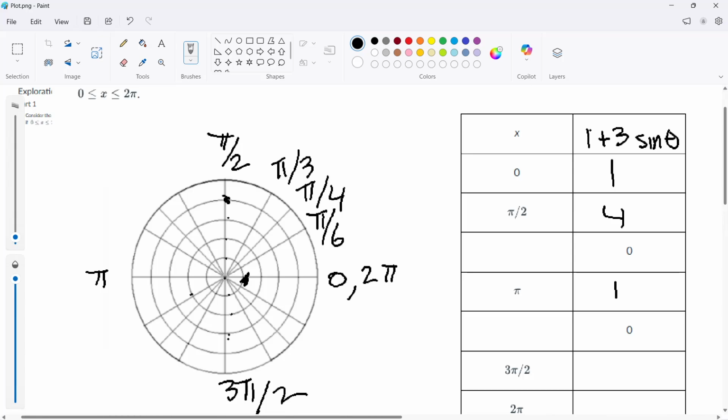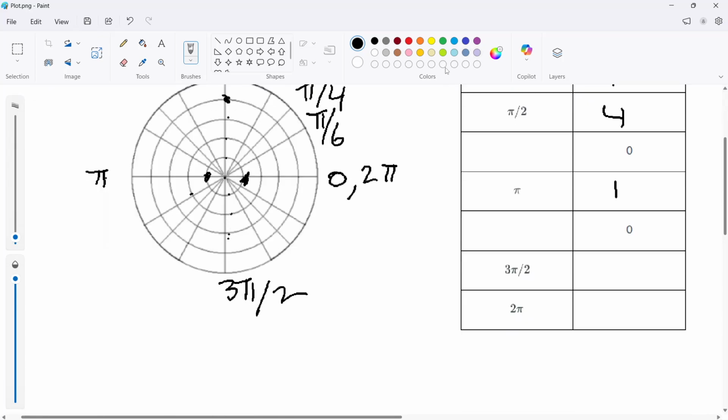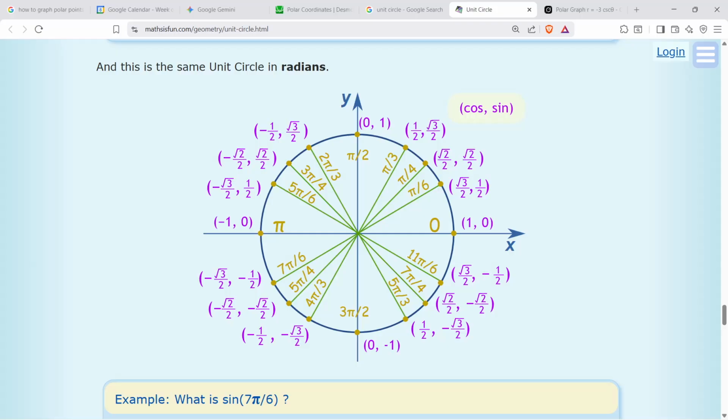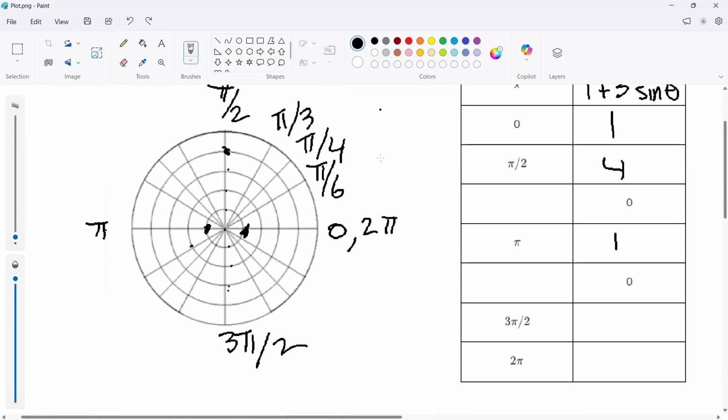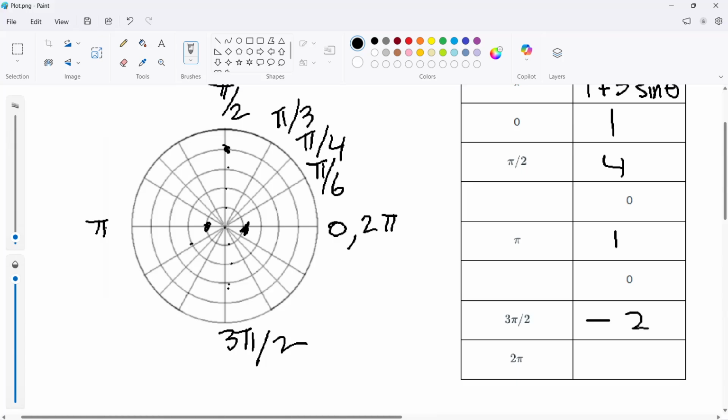So at pi, here's pi, and I go 1 in the pi direction. Okay, and then the 0 doesn't matter, again, because 0 is right at the origin. All right, 3 pi over 2. What is the sine of 3 pi over 2? Do you remember? It's negative 1. So 1 plus 3 times negative 1 is negative 2. So at 3 pi over 2, it's negative 2, which means I go 2 away from 3 pi over 2.